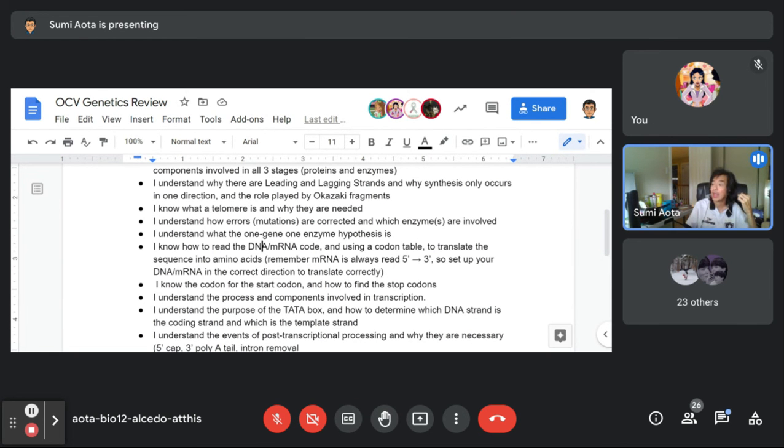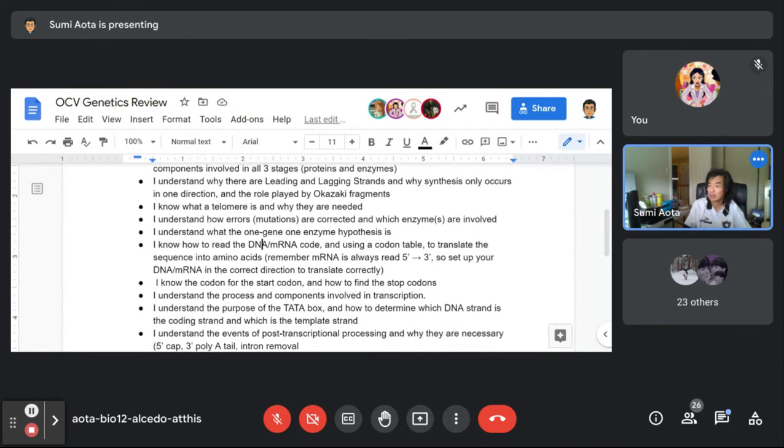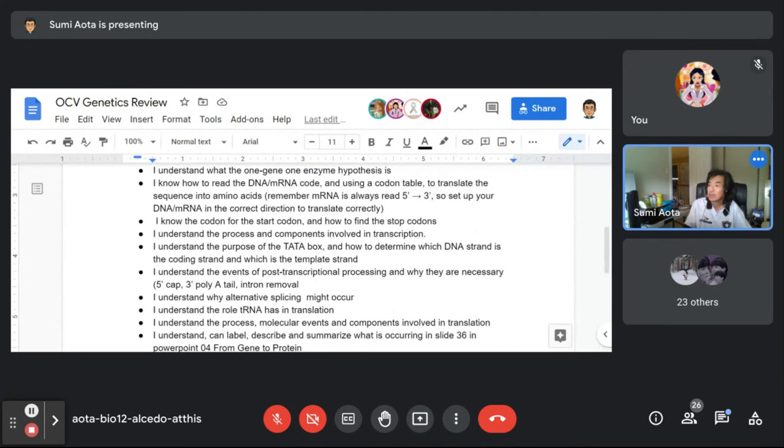Okay, you understand what's involved in transcription, so you're able to tell me what the steps are and the names of the enzymes. Okay. You understand what a promoter is, so the purpose of a TATA box, and how to determine which strand is the coding strand and which strand is the template. You understand post-transcriptional processing, so the 5' cap, the poly-A tail on the 3' end, and intron removal. You can understand why alternative splicing could occur.